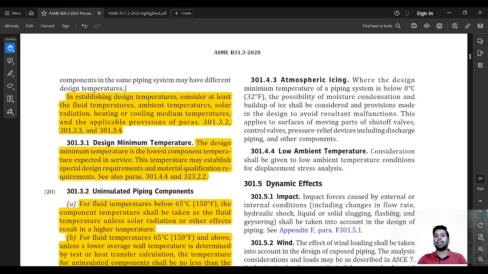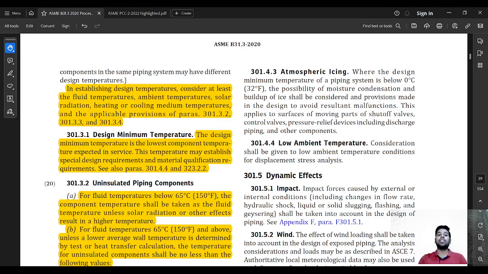In establishing the design temperature, consider the least fluid temperature, ambient temperature, solar radiation, heating or cooling medium temperatures, and the applicable provisions of 301.3.2, 301.3.3 and 301.3.4. That means while considering the design temperature, you have to consider what the fluid temperature inside the pipe is. If it's a cryogenic service, then the fluid temperature is going to be very low. Also consider the ambient temperature, the surrounding temperature.